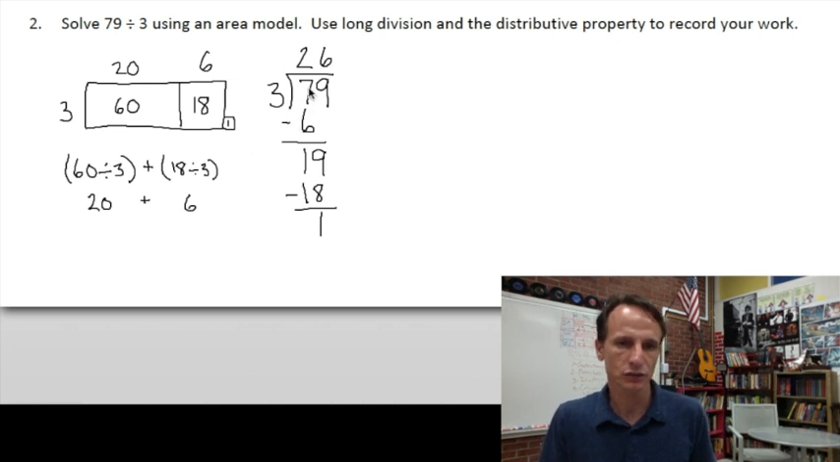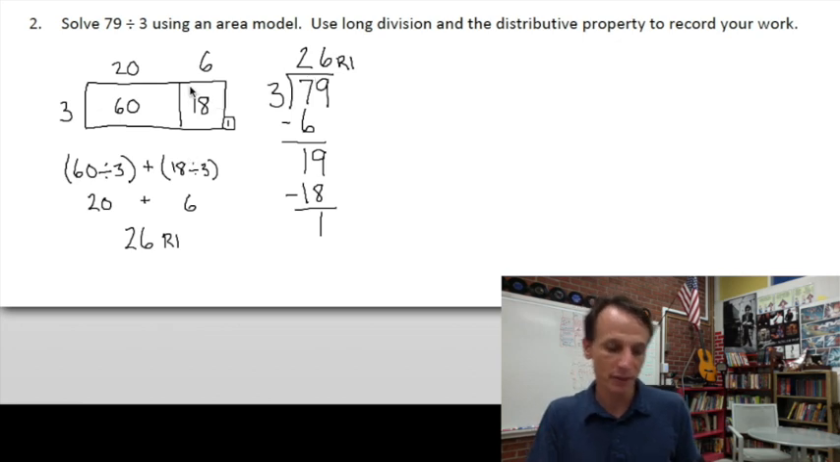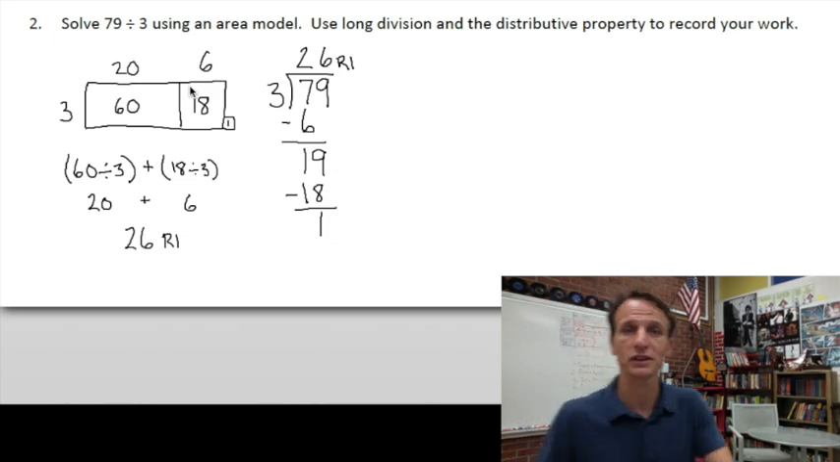And so that gave us a quotient, just as we see here, of 26, and we do have this remainder of 1, which I like to notate here, and of course we need to put it in our long division as well, that we had that remainder of 1. There we go. There's our area model, long division, distributive property. Let's see what secrets and surprises number 3 holds in store for us.